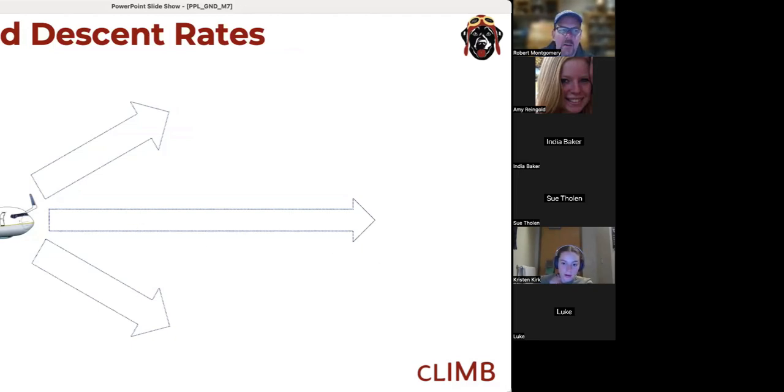When we get above 10,000 feet, the rules change. Because as we climb above 10,000 feet, instead of having that 250 knot speed restriction, our speed restriction is no sonic booms. Now that's a little bit of a false economy. I mean, Sue's a physicist. Sue, what happens to the speed of sound as you climb?